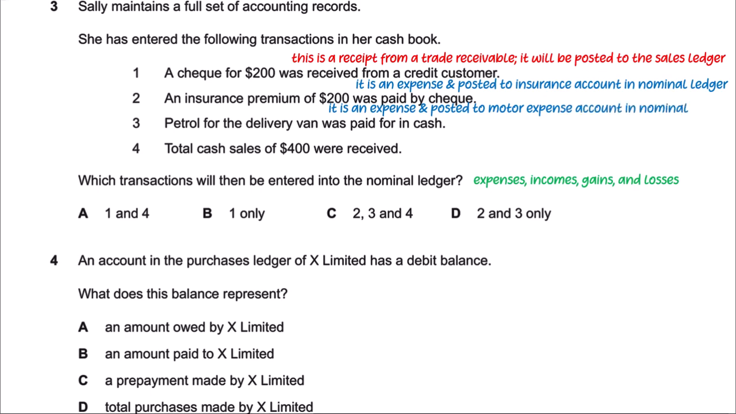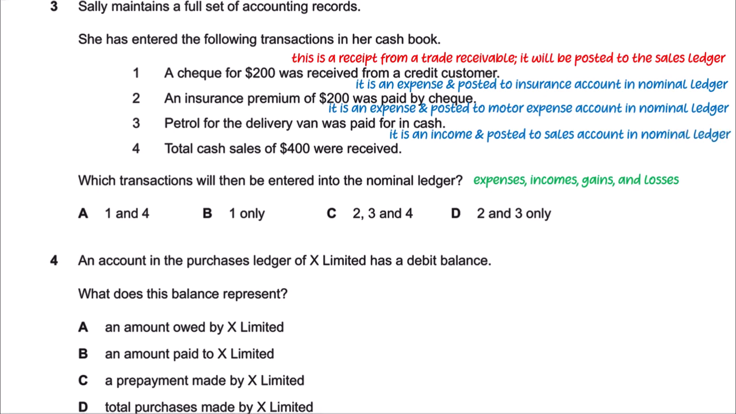Transaction number 4 is written, total cash sales of $400 were received. You know, sales revenue is basically an income, and since the cash has been received, this is entered in the sales account in the nominal ledger, in addition to the cash book.